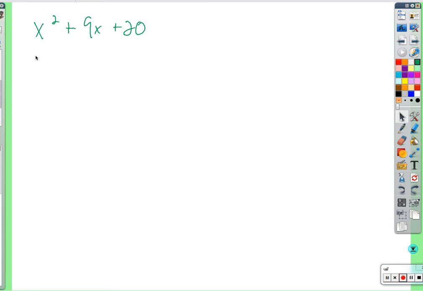You have to take x. I make two little parentheses like that. Okay, x and x. All right, start there. Well, you have to find what two numbers go into 9.